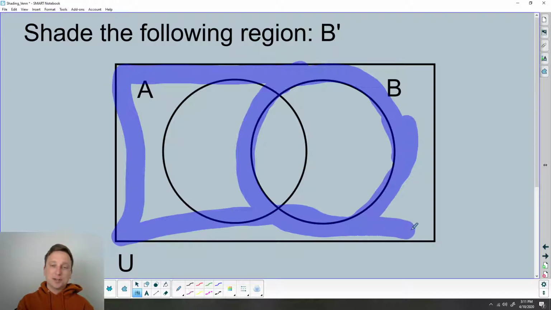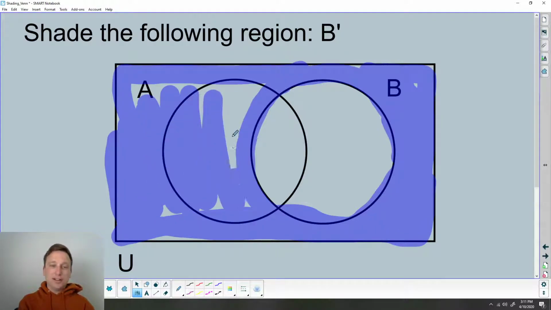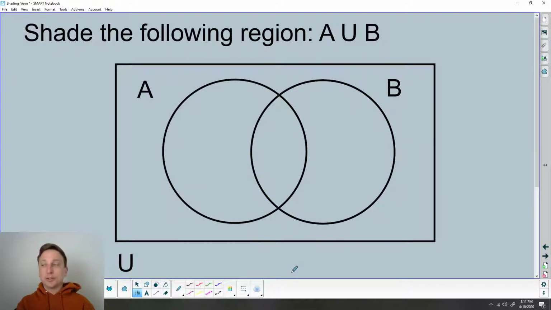And I'm just going to quickly go through this. This tablet's rather small. I'm making excuses, but I think I can at this point. So we shade all of this region. So B complement would be everything that's not set B. That's another way we can think about complement. And there we have it. Let's get into a little more interesting.